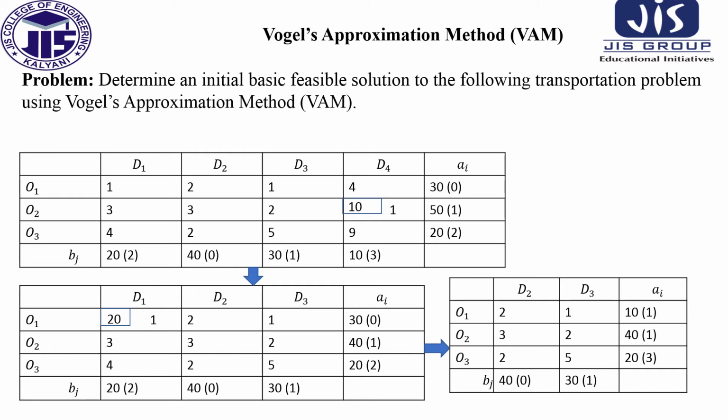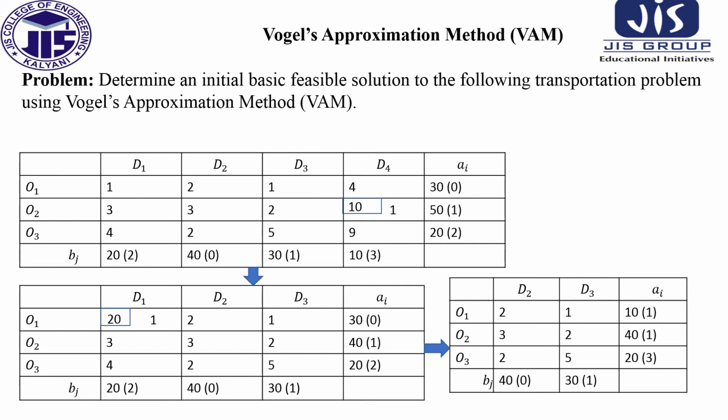Okay. So if we allocate here 10, what will be the new supply value? Supply value will be 50 minus 10, this will be 40. So in the next table we write in the O2 row 40, and the D4 column will be deleted because 10 minus 10, this will be 0. Okay, so this is the new table 2. You see the table 2.